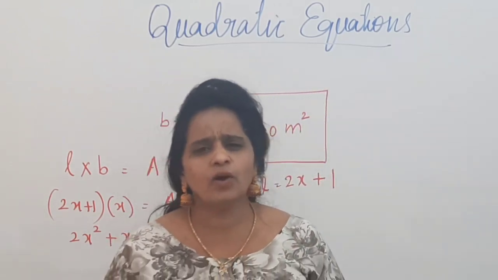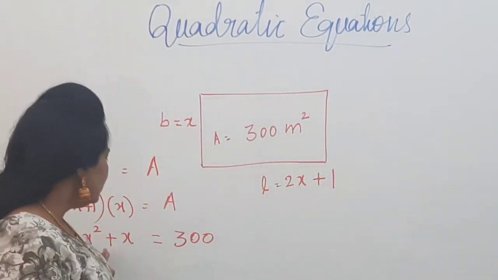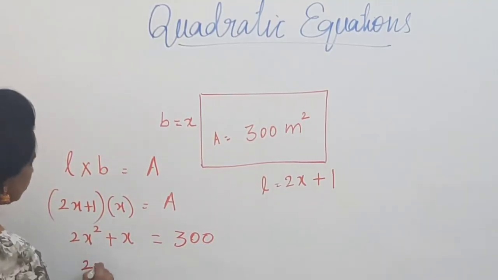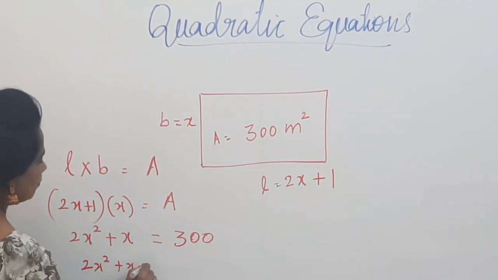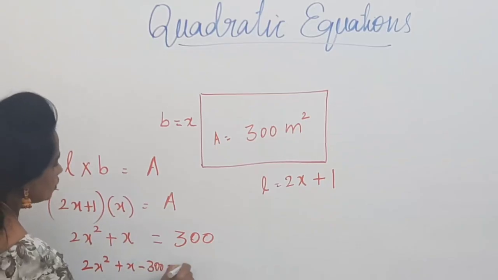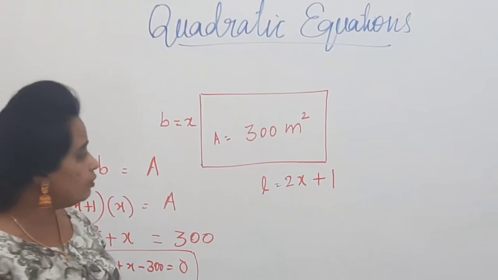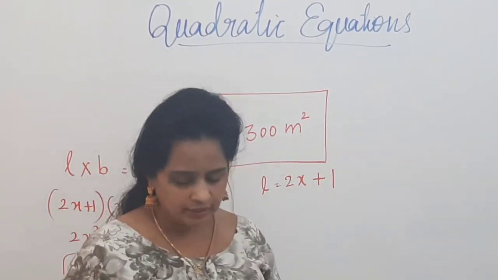So what is a quadratic equation? Now I understood 2x square plus x is equal to 300. How do I write it? That is 2x square plus x minus 300 is equal to 0. This is my specific quadratic equation for this given situation.